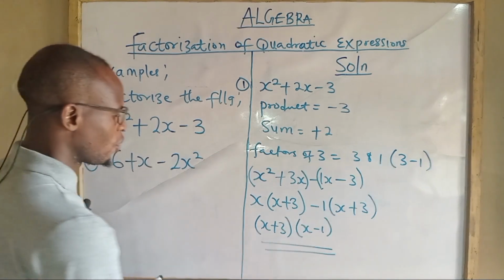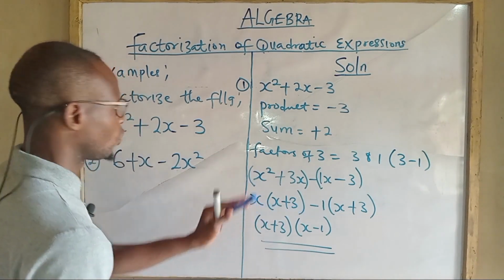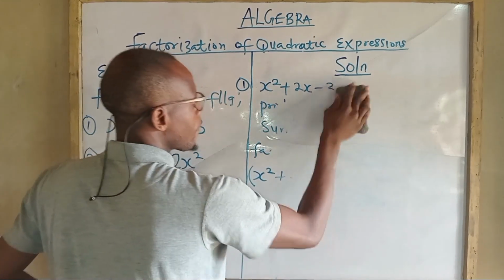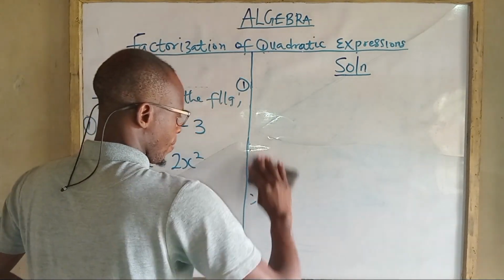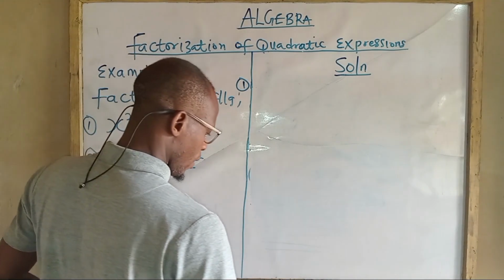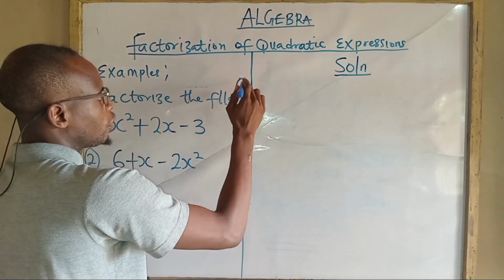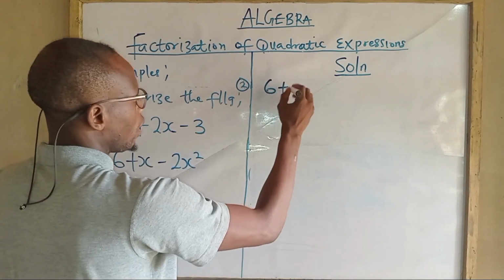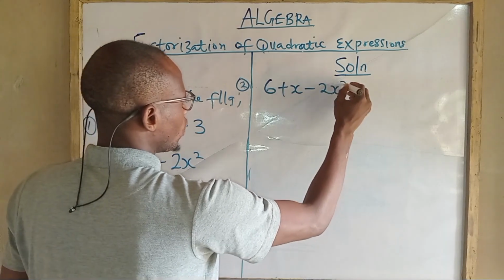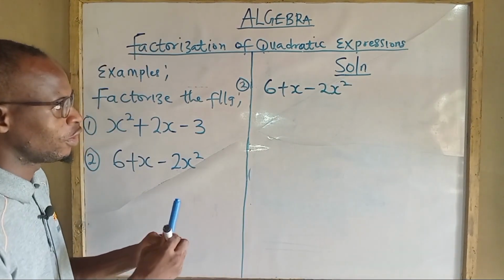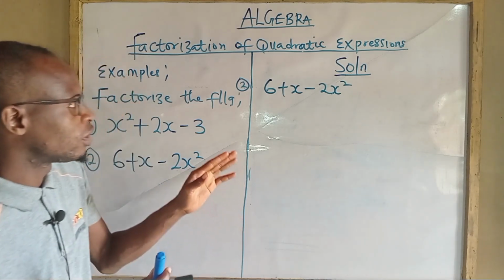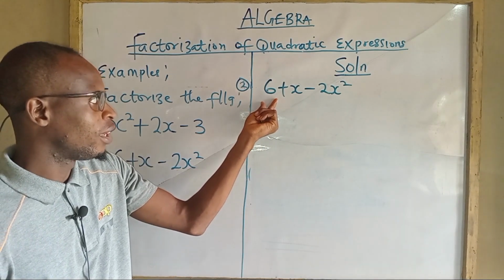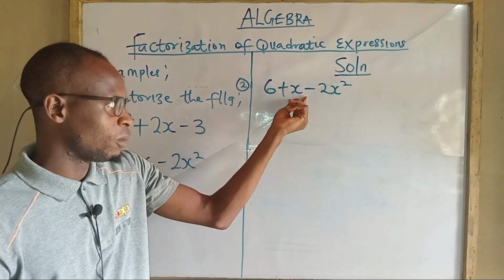So let's look at the second question. You can as well pause this video to write this, okay? Now, the second question says we should factorize 6 plus x minus 2x squared. So you can see that this is a kind of tricky question, because this is supposed to be at the first here, then this is supposed to be at the last here, and this is supposed to be at the middle as it is.